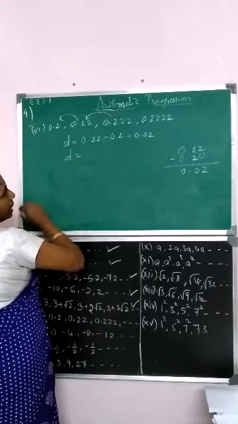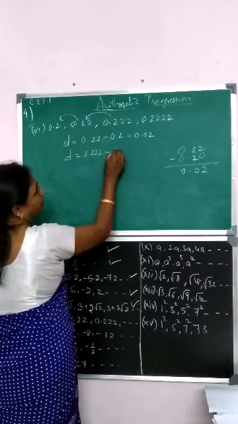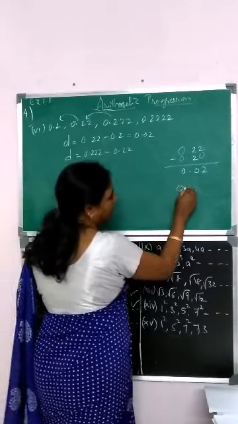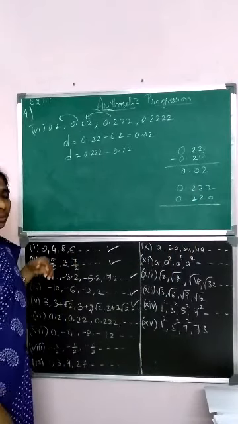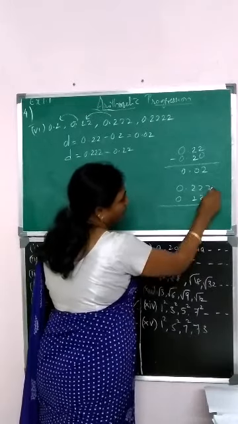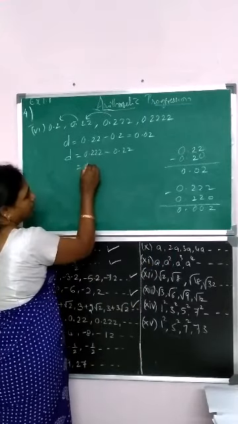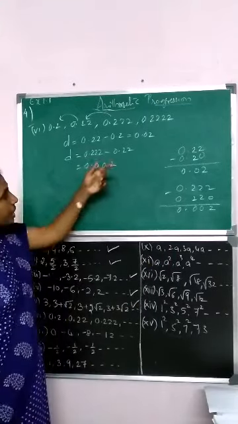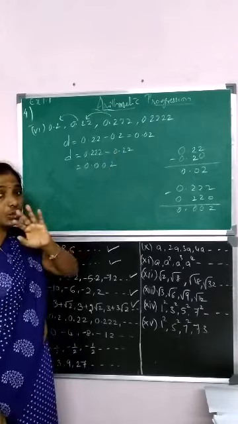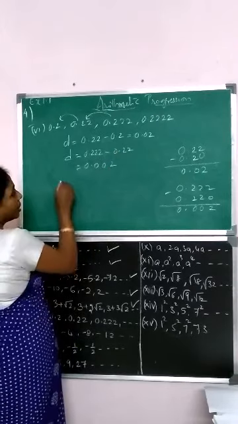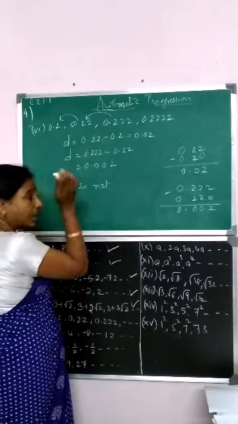Similarly, let us go for the next one. So third term minus second term. Third term is 0.222 minus 0.22. So let me write it separately. It is like this. So again you have to take 0 to make the digits equal. 2 minus 0 is 2, 0, 0, 0. Now it is nothing but 0.002. Now you can just check. This is 0.02. This is 0.002. The difference is not fixed here. The common difference is not fixed. So it does not form AP, or you can say it is not in AP.